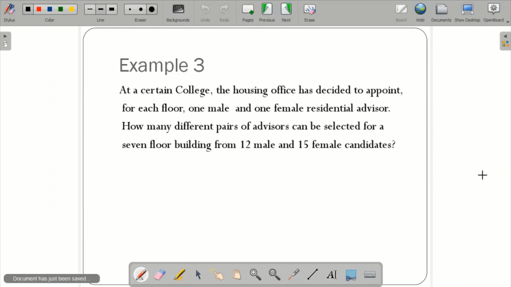Next, example 3. At a certain college, the housing office has decided to appoint for each floor 1 male and 1 female residential advisor. How many different pairs of advisors, meaning obviously a male and a female, can be selected for 7 floors? So there are totally 7 floors: 1, 2, 3, 4, 5, 6 and 7. For these 7 floors we want pairs.